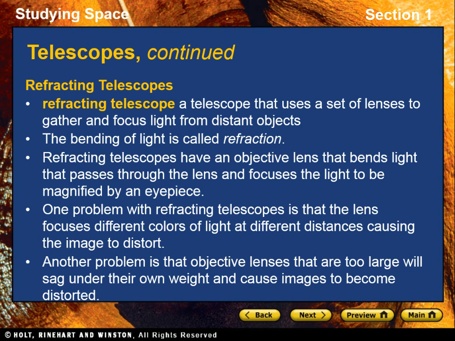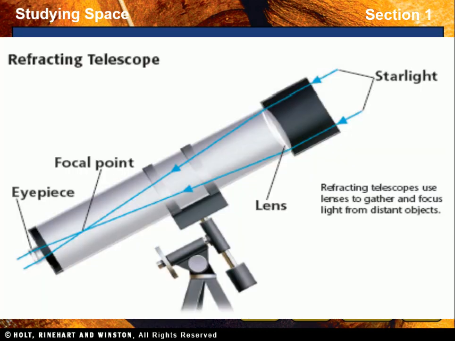Refracting telescopes. Lenses are clear objects shaped to bend light in special ways. The bending of light by lenses is called refraction. Telescopes that use a set of lenses to gather and focus light from distant objects are called refracting telescopes. Refracting telescopes have an objective lens that bends light that passes through the lens and focuses the light to be magnified by an eyepiece, as is being shown on the screen now.